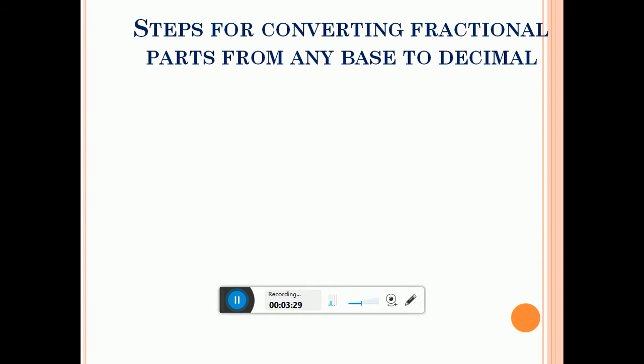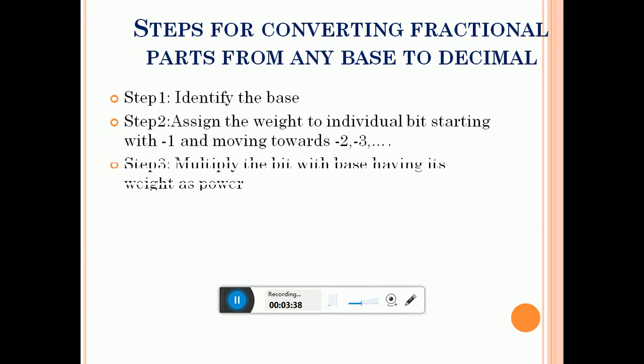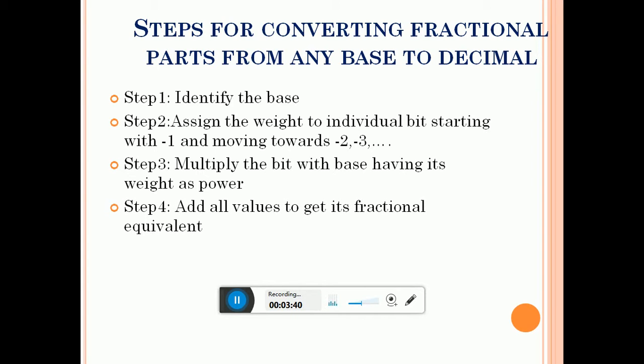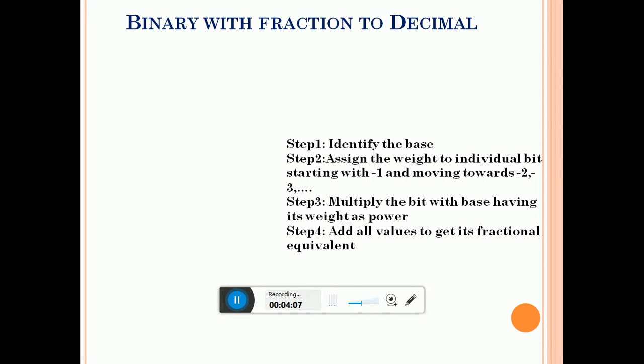Now we will be learning the steps for converting fractional part from any base to decimal. Let us first go through the steps for this conversion. First, identify the base. Second, assign the weight to individual bit starting with -1 and moving towards -2, -3 as per the number of bits given. Third, multiply the bit with base having its weight as power, and step 4, add all the values to get its fractional equivalent. Now in this conversion we need to actually understand two important things which we will try to see with the help of example.